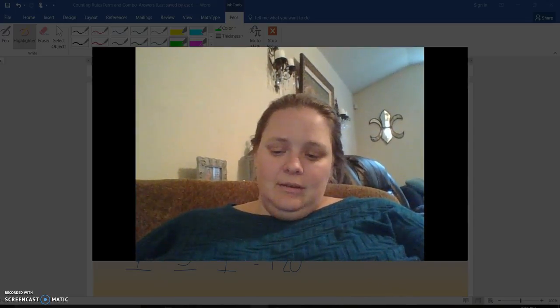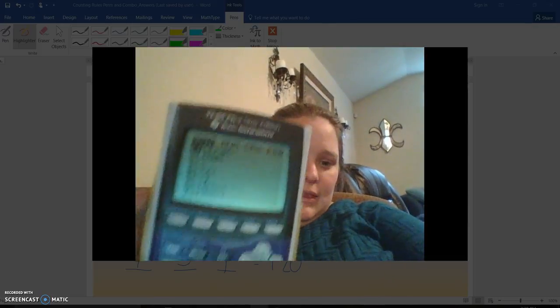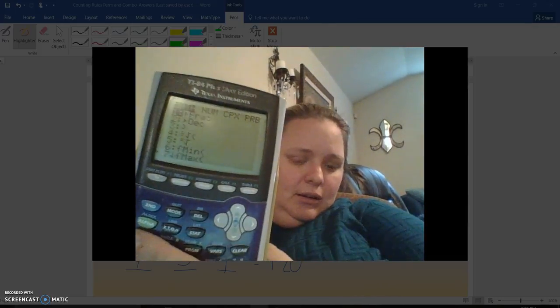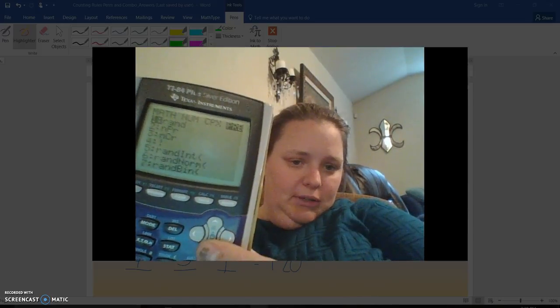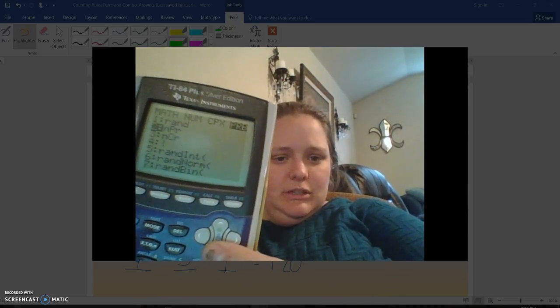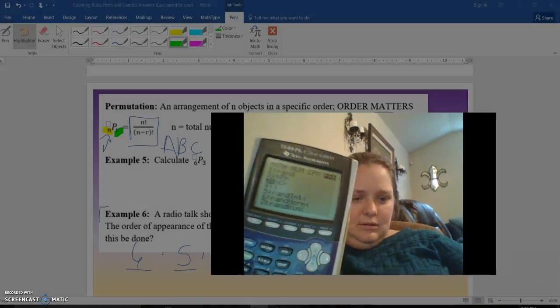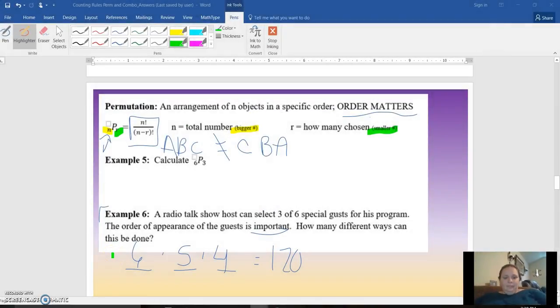So I went to math. Math is right here, and then I went to probability, and that one's permutation, and that one's combination. And so 120. This 6 choose 3 for permutation is the exact same as this word problem.